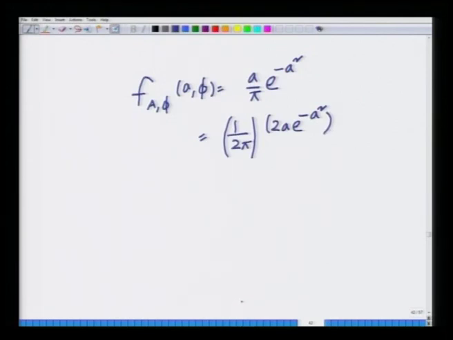And now, you can observe something interesting. 1 over 2 pi is the marginal with respect to phi, and 2a e power minus a square is the marginal with respect to the amplitude. The joint distribution with respect to a and phi is the product of the two marginal distributions. Hence, a and phi are independent random variables. So, let me mention that here a and phi are independent.